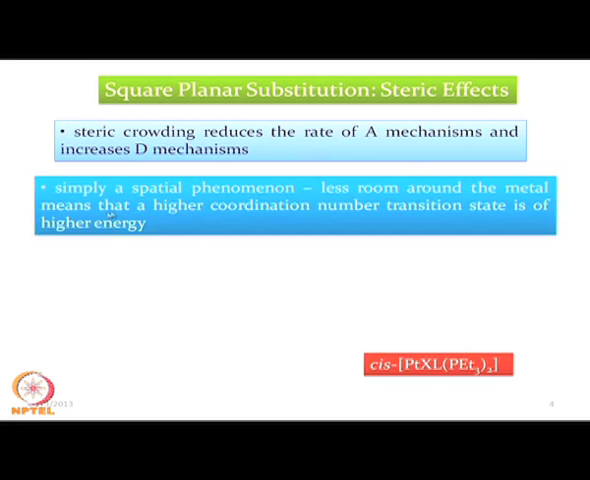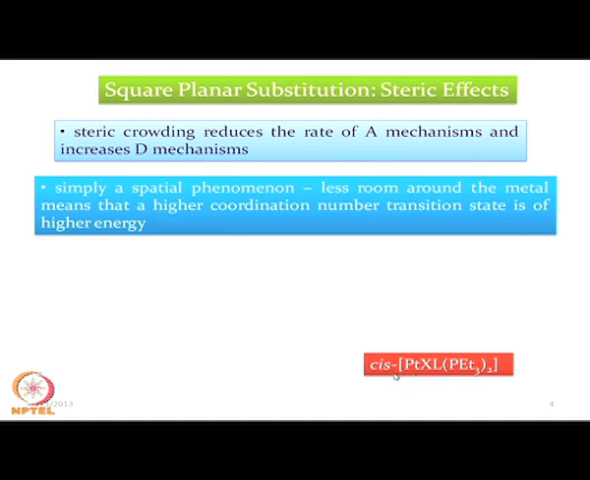If we consider a simple spatial phenomenon, we have less room around the metal, which means that a higher coordination number at the transition state is of higher energy. That means if we increase the coordination number through some associative mechanism, it will have higher energy because the center is already sterically crowded. So, there is little room to attach a new group around the metal center.